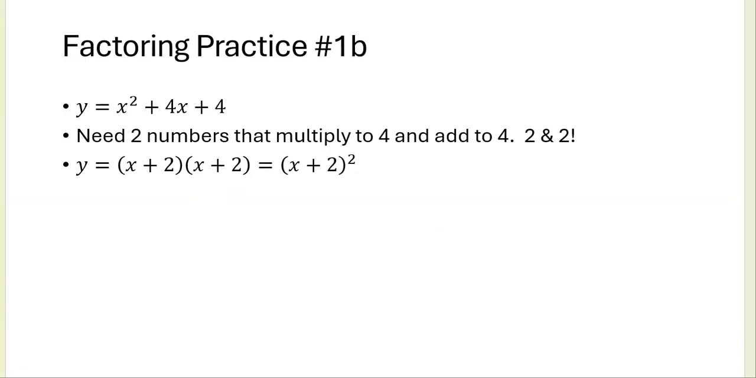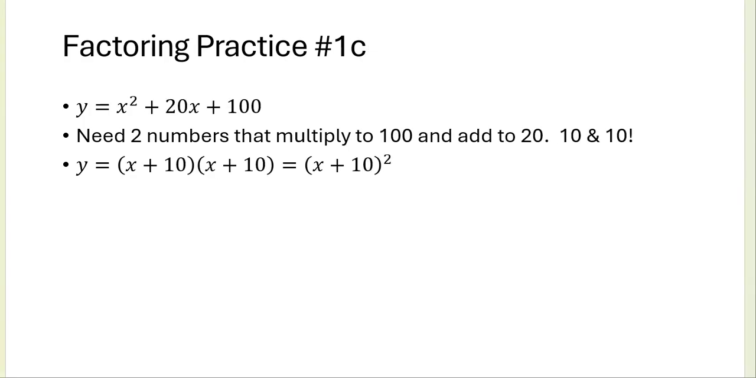Let's move on to the next one, 1b. Very similar, x squared plus 4x plus 4. We want two numbers that multiply to 4 and add to 4. What are those two numbers? It's 2 and 2. So we can factor it as x plus 2 times x plus 2, which is x plus 2 quantity squared. Hopefully you can probably guess what the special case of the factoring is.